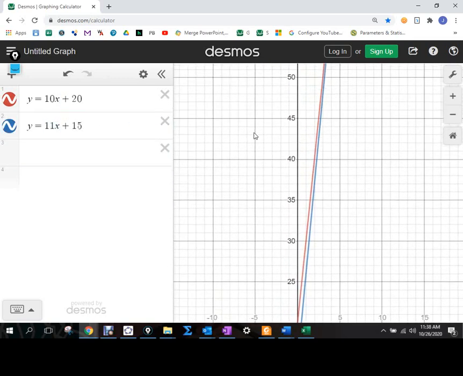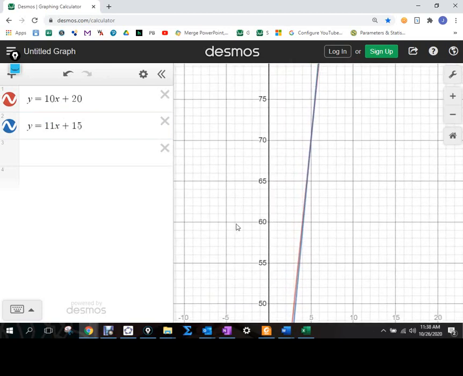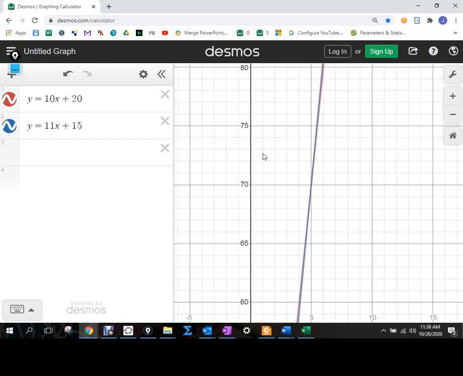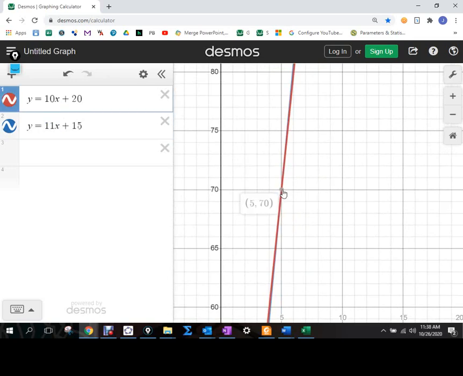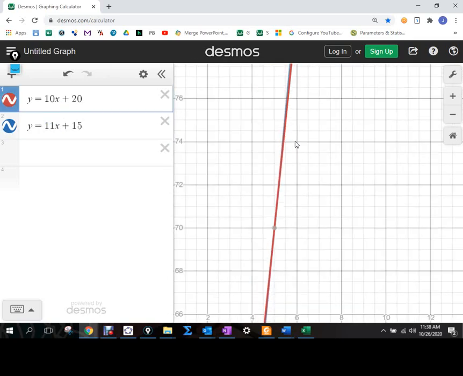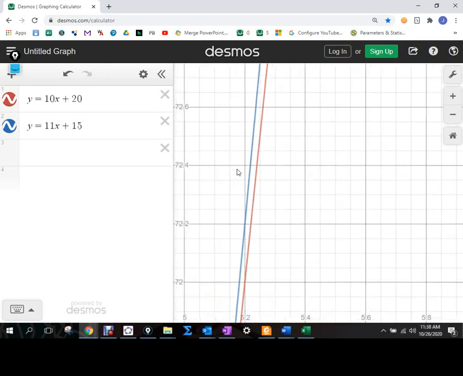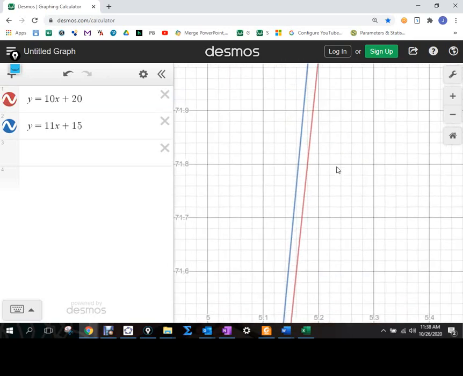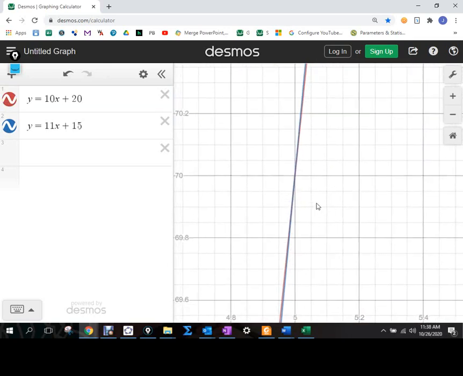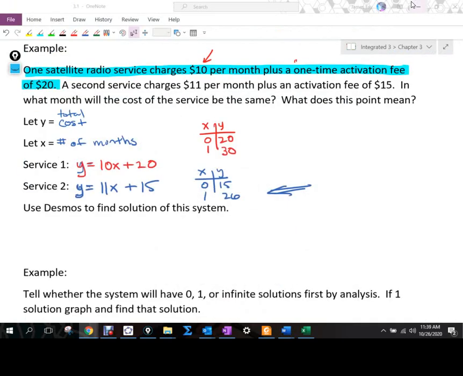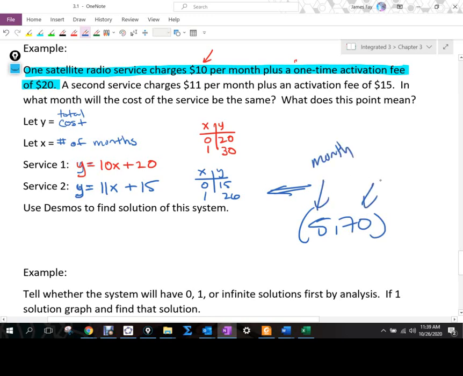So I can start moving around my graph just by clicking and dragging, and you can see here that they do indeed intersect right there. Does that make sense? Okay. If I zoom in far enough, you'll be able to see that the two lines are different, except for right there, they're the same. So at (5, 70). So we want to know what is, so (5, 70), if we graph both these, (5, 70) is the solution. Remember what x was. x was the month, right? And 70 was the cost.